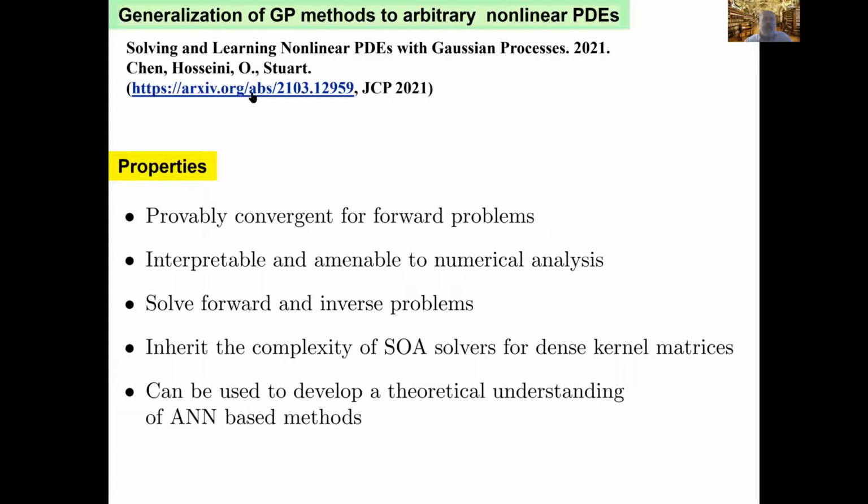And this generalization is a joint work with Yifan Chen, Bamdad Hosseini, and Andrew Stuart. And the method that we have obtained from this generalization has the following desirable properties. It is provably convergent for forward problems. It is interpretable and amenable to numerical analysis. You can use it to solve both forward and inverse problems. It inherits the complexity of state-of-the-art solvers for dense kernel matrices, and it can be used to develop a theoretical understanding of ANN and Bayes methods.